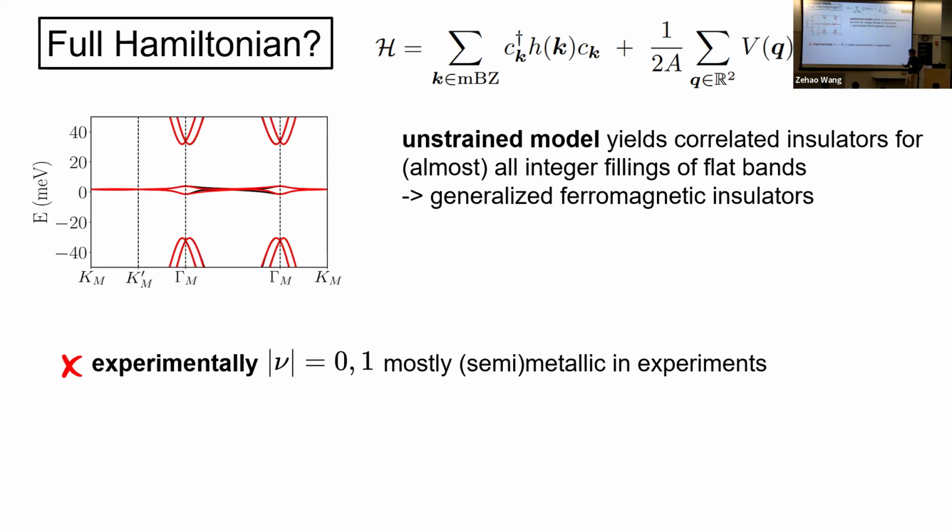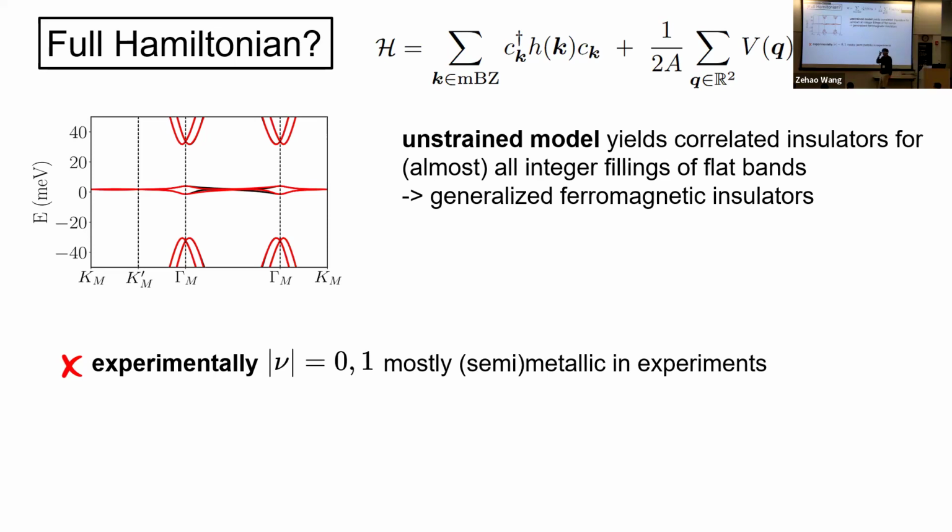that to be true. However, one issue is that experimentally, these particular fillings, which is neutrality and ±1, by and large, are not insulating, right? You either find a semi-metal or a metal, but these are often the fillings where actually the numerics find the most robust insulators. So there is some tension here.